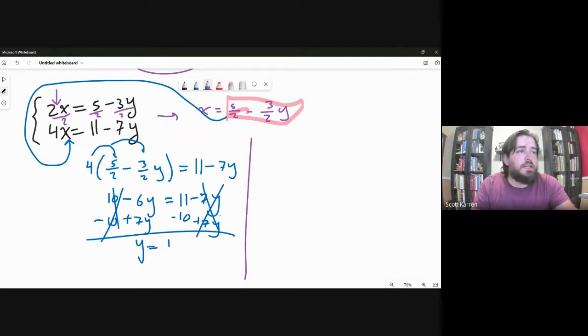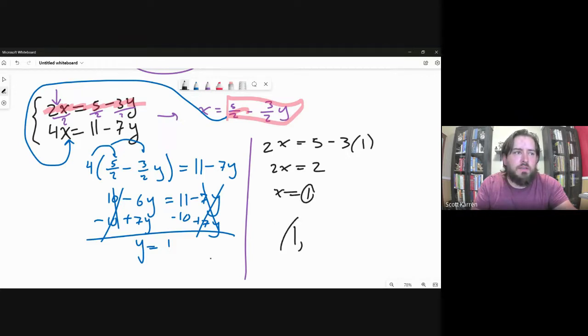I'll just take that y equals 1 and plug it into one of the original equations, perhaps this one up here. That's going to give me 2x equals 5 minus 3 times y, but that's just 1. And so then I've got 2x equals 5 minus 3, which is 2, and so x equals 1. And so my solution is x equals 1 and y equals 1. So the ordered pair, 1, 1.